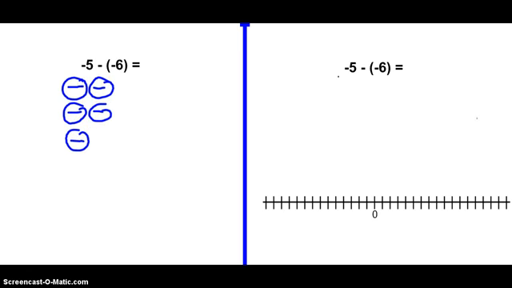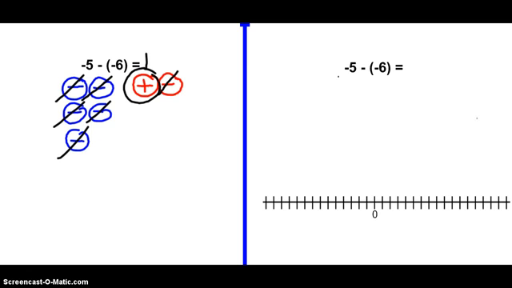So we have to bring more in. Because we don't want to change the value of the negative 5, we're going to bring in a 0 pair, because negative 5 plus 0 is still negative 5. Now I have enough negatives to take away. I want to take away 6 negatives. So that's take away negative 1, take away negative 2, take away negative 3, take away negative 4, take away negative 5, take away negative 6. And this is all we're left with. Positive 1.